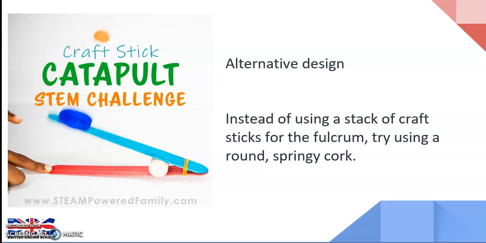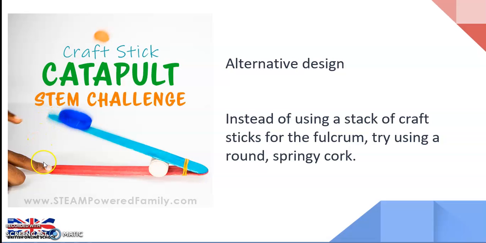Now, just to mention here, there is an alternative to using the big stack of sticks if you maybe don't have that many. If you're able to find a cork, and the key thing about a cork is that it's springy, it's got some flexibility about it, you can try that as an alternative, as pictured in this diagram. It takes the place of the perpendicular stack of sticks. So if you've got corks available, do give that one a try as well and see what you think is going to work best for your catapult.